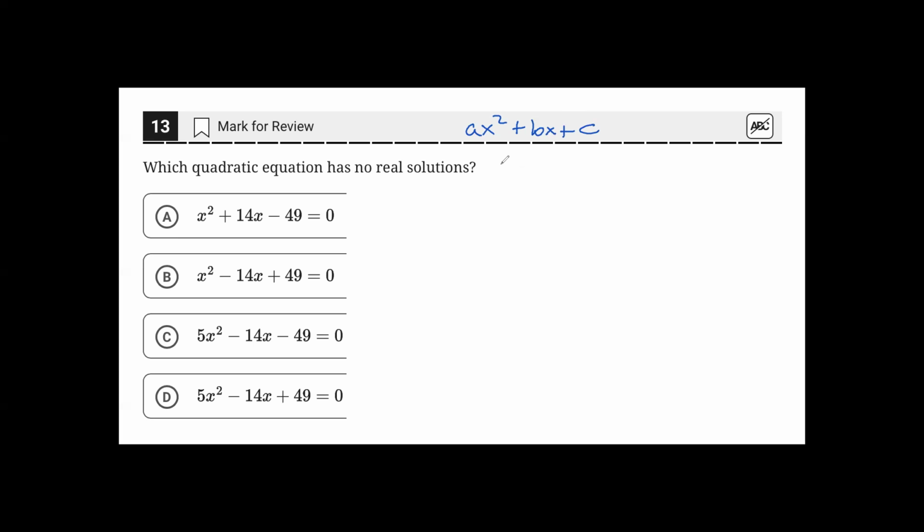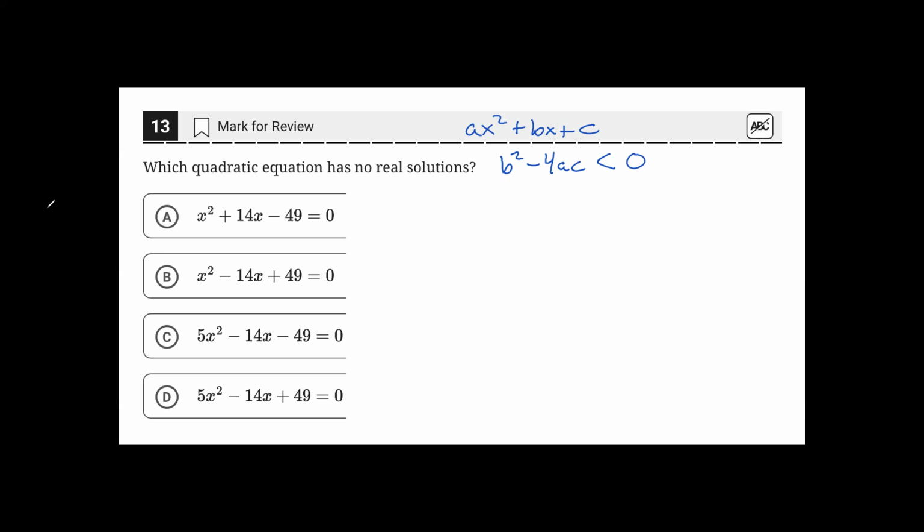The discriminant is b squared minus 4ac. In other words, it's the part of the quadratic formula that's inside the square root. For a quadratic equation to have no real solutions, the discriminant has to be negative, because if that value is negative, then in the quadratic formula, you're taking the square root of a negative number, which would lead you to having no real solutions.